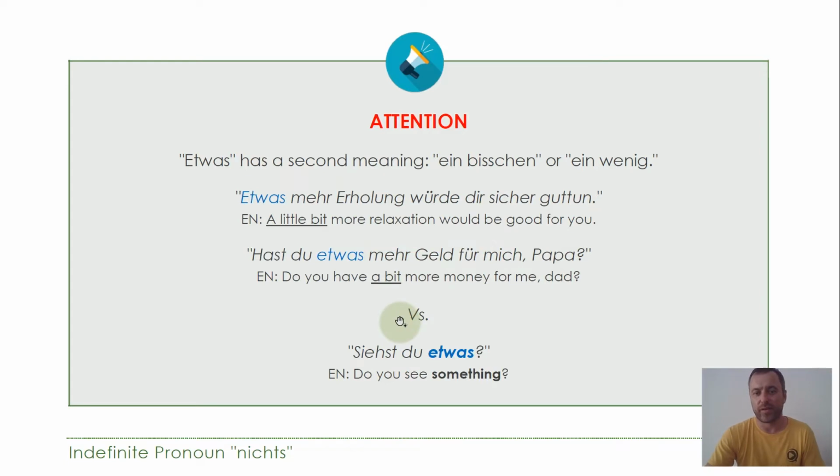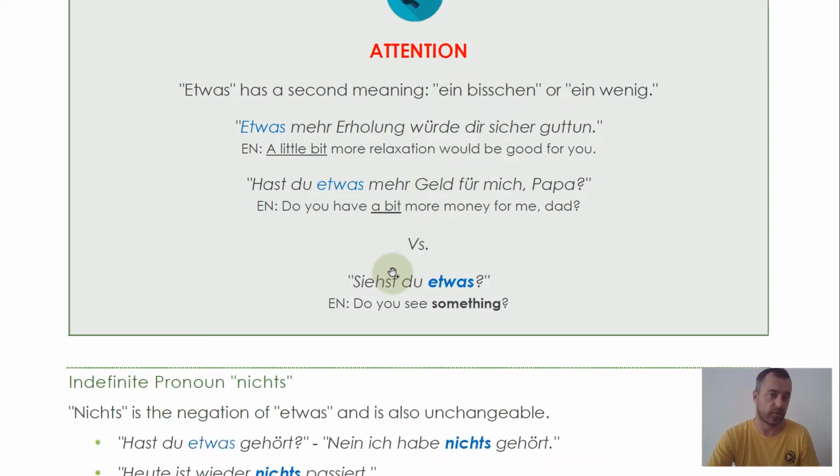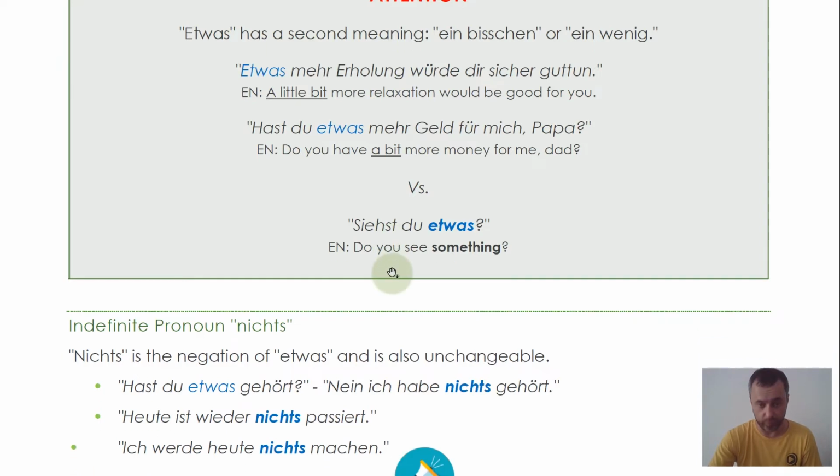It doesn't really matter for you what it is because you never have to change it according to the case, but be aware it has a second meaning. It can mean something but can also mean a little bit. So ein bisschen or ein wenig. And then the grammatical term for the same word is adverb.